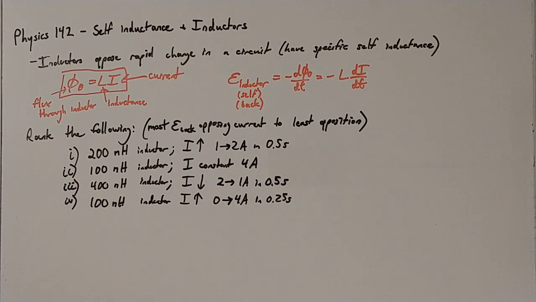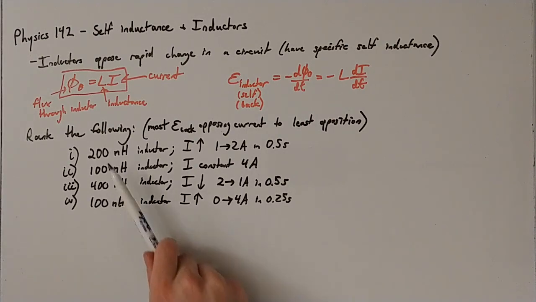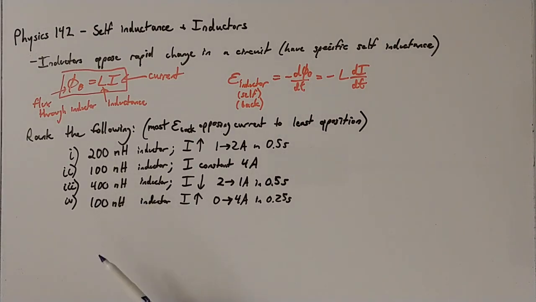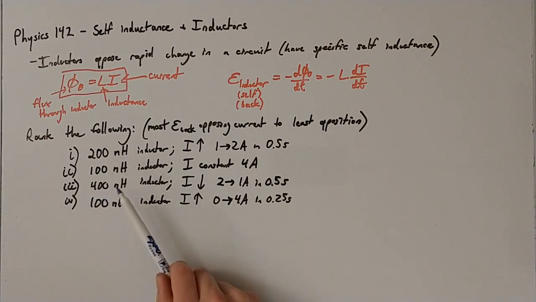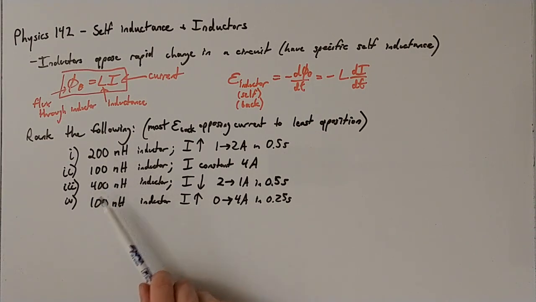To understand this more, see if you can think through the following problem. I encourage you to pause your video and see if you can work through this before I do, sort of beat me to it. Let's say I had 4 different inductors: a 200 nanohenry one, a 100 nanohenry, a 400 nanohenry, and another 100 nanohenry.